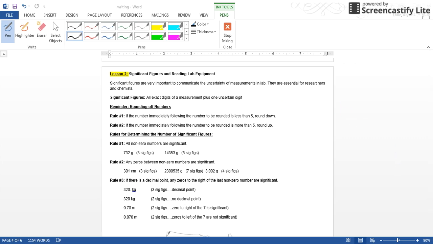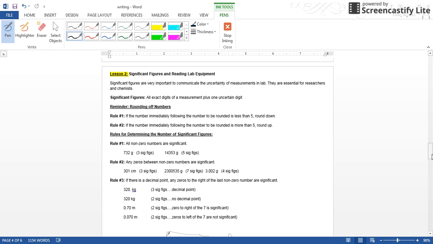All right, for lesson 2, we're going to talk about significant figures and reading lab equipment. They both go hand in hand. So significant figures you might not have heard before, but these are going to be very important to communicate the uncertainty of measurements in the lab. They're essentially very important for researchers and chemists, but we're going to use them in terms of how we read equipment. So significant figures are all exact digits of a measurement plus one uncertain digit.